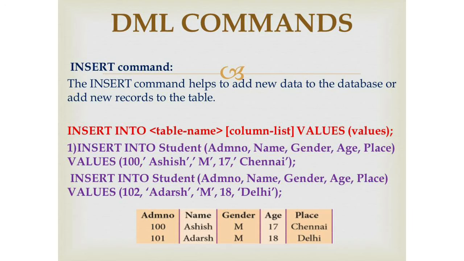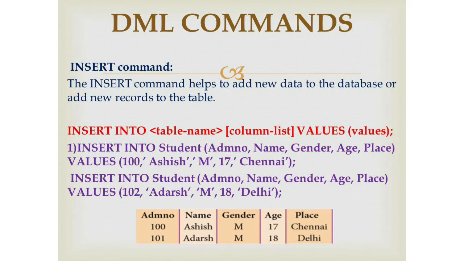Okay. Now look at the example to insert the column list as well as the values. Insert into, the table name is student, then the column list. What are the columns? Admission number, name, gender, age, place. So you're having 5 columns. Okay. Then these are the column headings. Then values is a keyword you have to use. Values. Then what are the values you are going to enter into that columns, that you have to mention here. So 100 is for admission number, name Ashish, gender male, age 17, place Chennai.